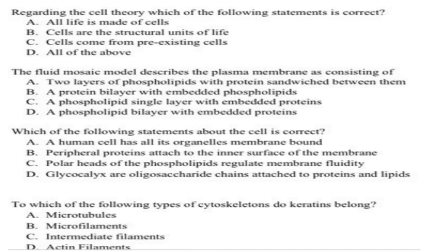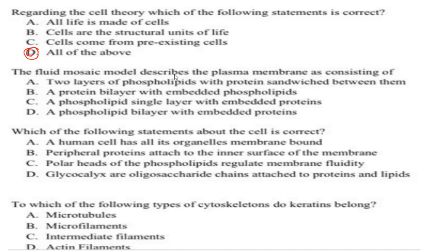So the first question is regarding the cell theory, which of the following statements is correct? If you look at the options, the first one is all life is made up of cells. Cells are the structure unit of life. Cells come from pre-existing cells. If you look at pre-existing cells, you can talk about the stem cells. You find that most of the cells come from pre-existing cells. You can talk about the stem cells, which give rise to almost every type of cell. And then cells are the structure unit of life, so you need to understand that cells are the basic unit of all living things. So the answer here is just simply D.